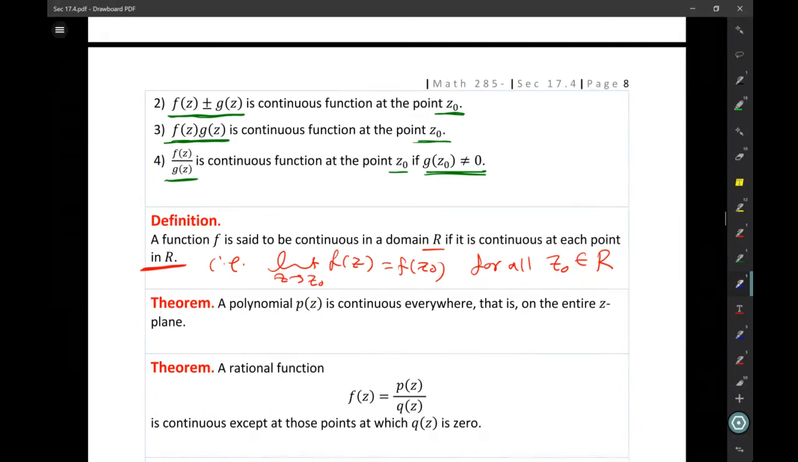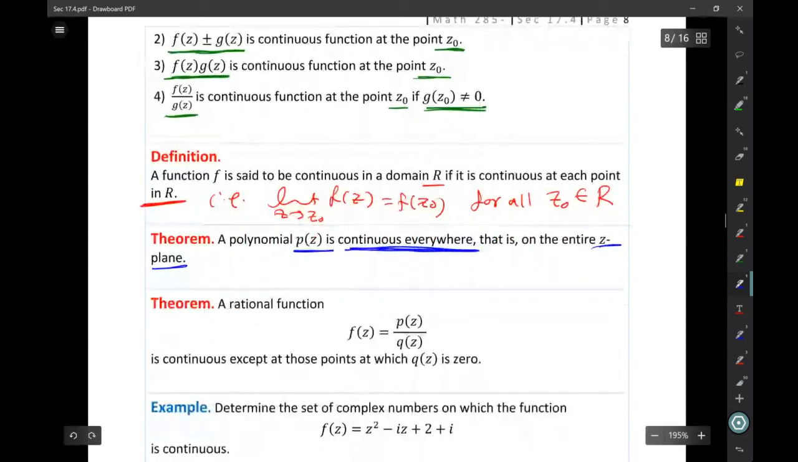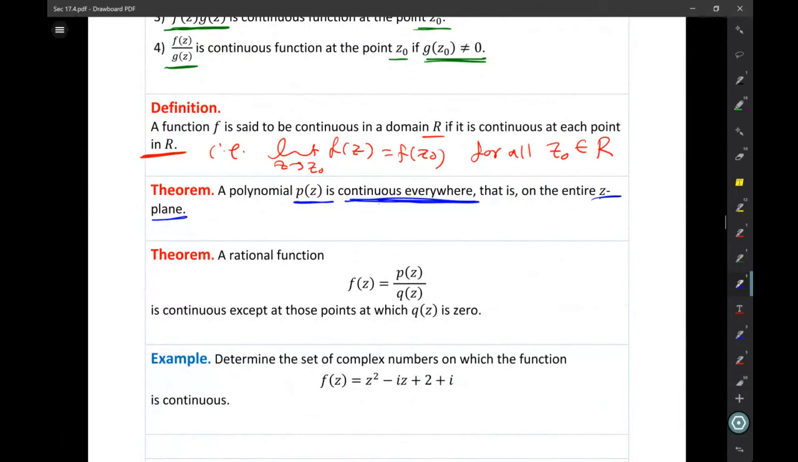Okay, a polynomial p of z is continuous everywhere, all the time. The polynomial is continuous on the entire z plane. A rational function will be continuous except at the zeros of the denominator.